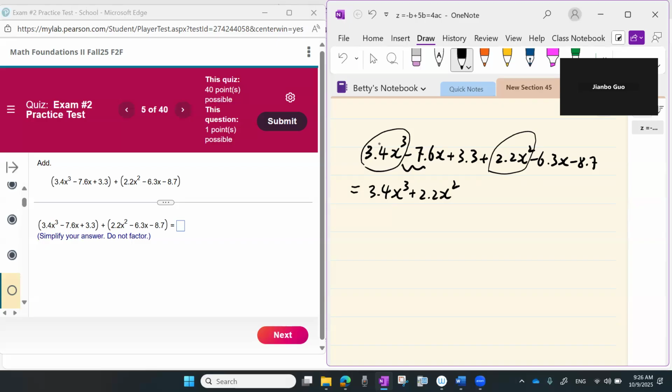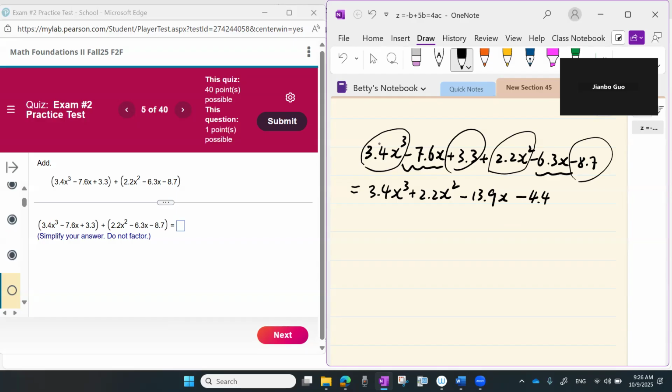But we can combine those two terms, right? Negative 7.6x and negative 6.3x. Add them up, we have a negative 13.9. It's good to use your calculator to double check the result. 0.6, 0.3, 0.9, 6 and 7, 13, negative 13.9x. And we can also combine those two constants. 3.3 minus 8.7, we're going to have a negative 4.4.